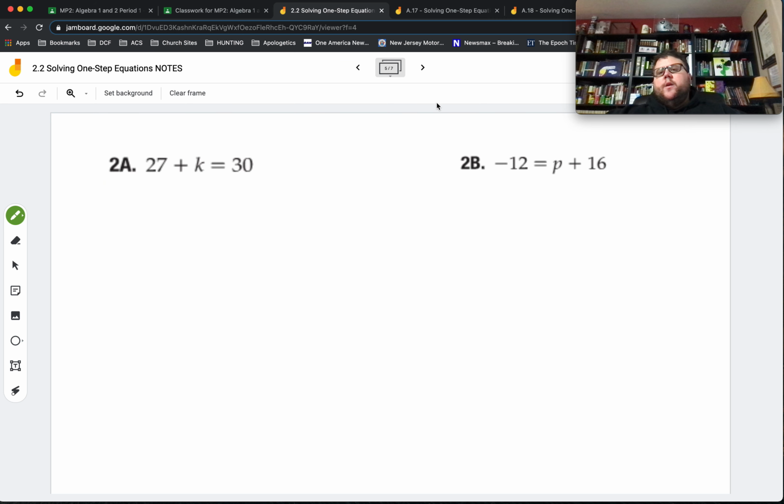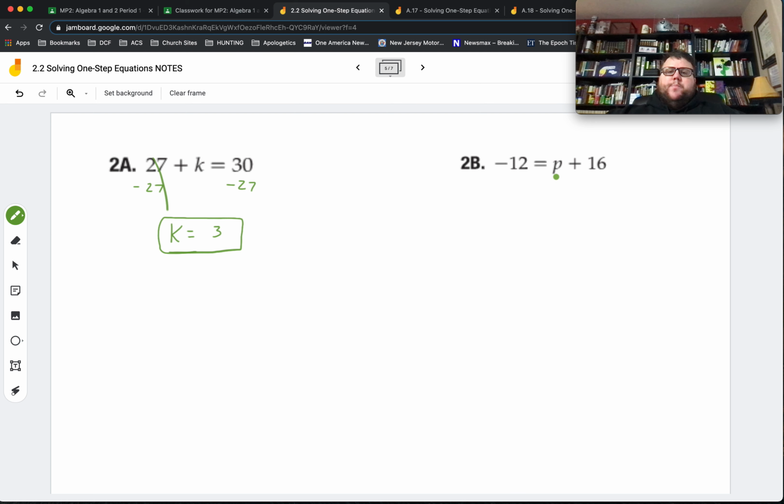Let me do a couple more and then I think you guys will have it on your own. So I have 27 plus k equals 30. That's a positive 27. So I'm going to subtract 27 from both sides. So I get k equals 30 minus 27, which is 3. Another way to look at this: 27 plus what equals 30? Well, we know 27 plus 3 equals 30.